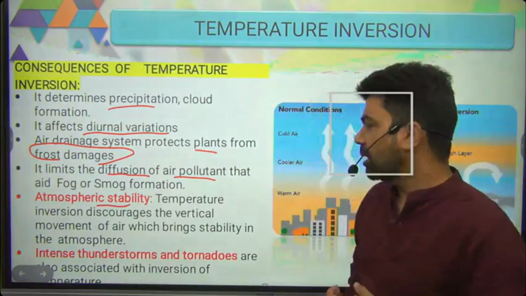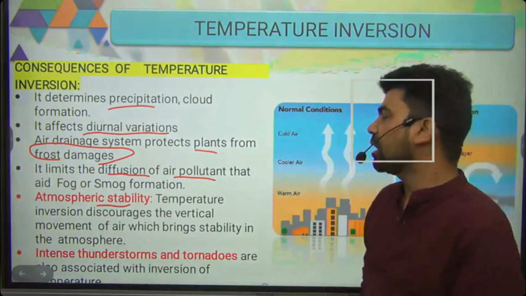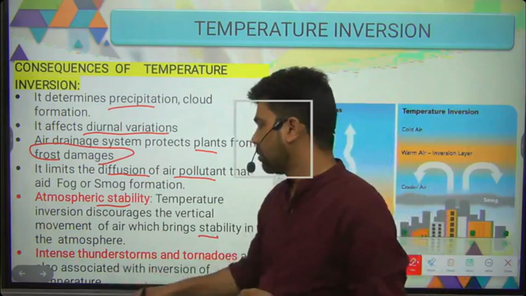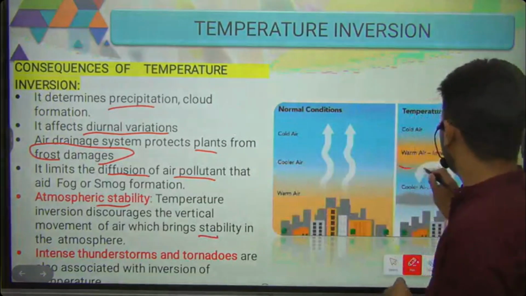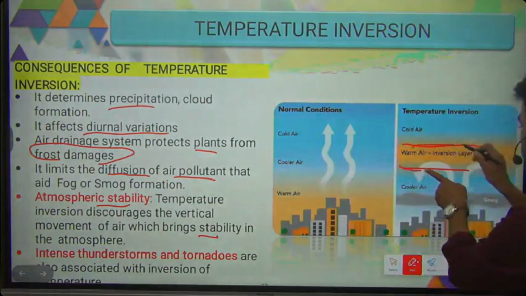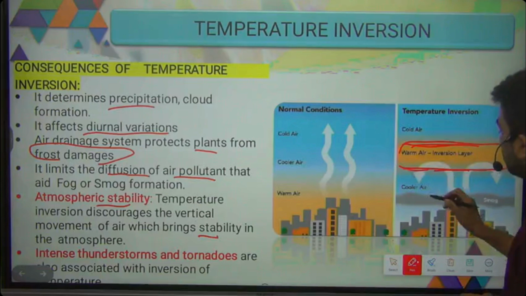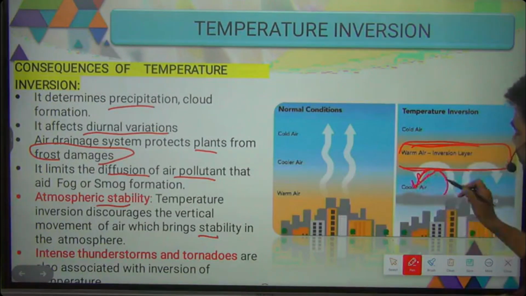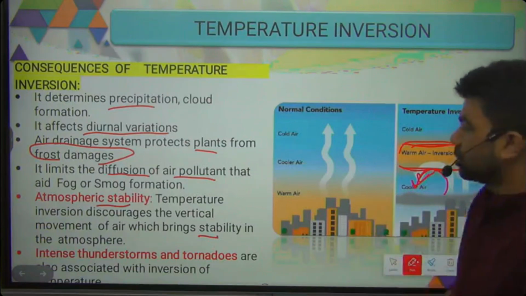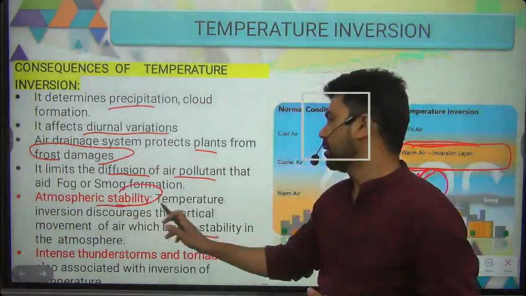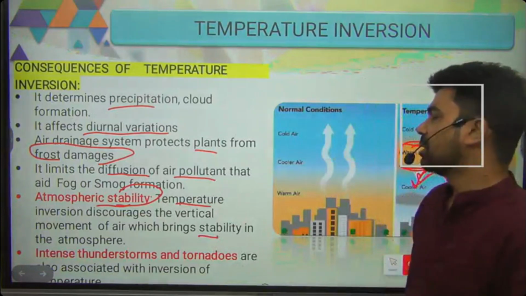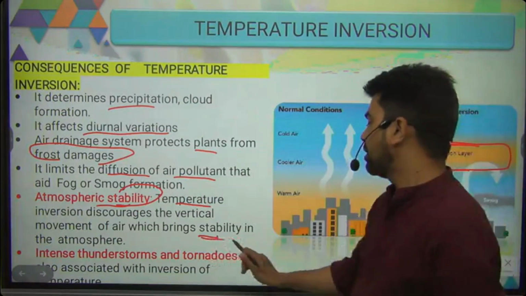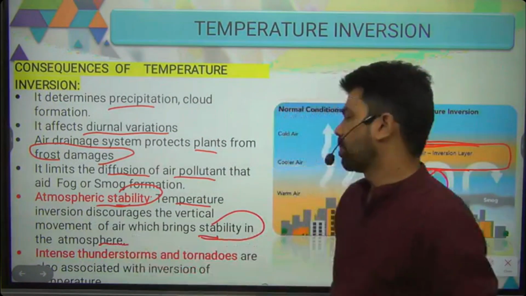About atmospheric stability, temperature inversion discourages the vertical movement of air, which brings stability in the atmosphere. Okay, because if you look at it, due to temperature inversion this does not allow the cooler air to go higher and then come down in the form of precipitation or cloud. So it brings atmospheric stability. Temperature inversion discourages the vertical movement of air. Here it has been stopped, which brings stability in the atmosphere.